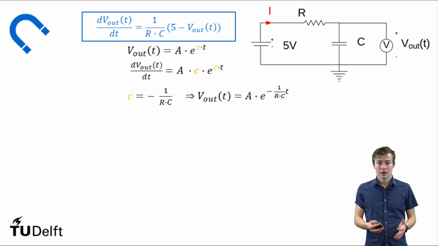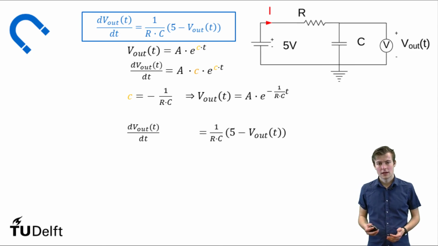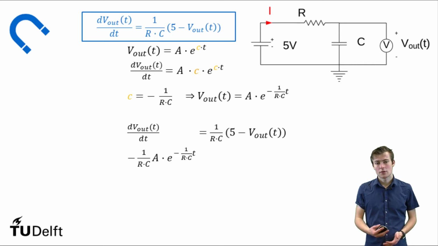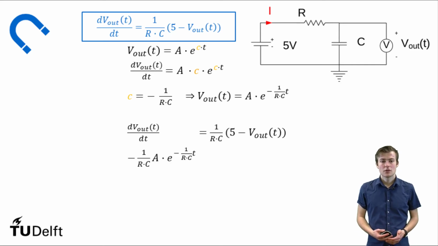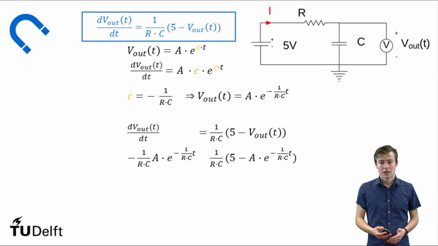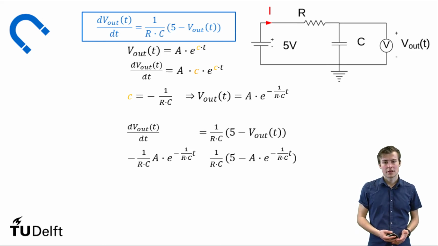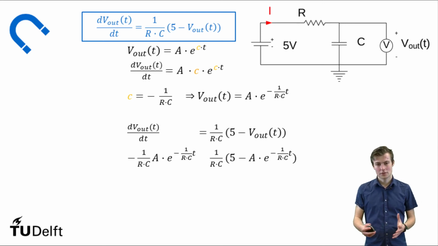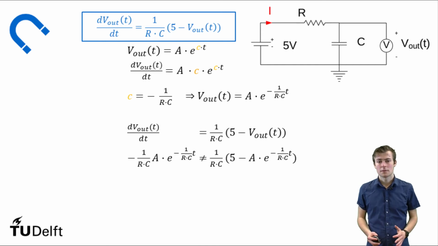We can now rewrite the differential equation and fill in what we have so far. The derivative of V out is minus 1 over RC times a times e to the power minus 1 over RC times t. If we fill in V out, we obtain that the right hand side is 1 over RC times 5 minus a times e to the power minus 1 over RC times t. But hang on, these sides are not equal to each other. There's a 5 on the right and not on the left hand side, so these sides are not equal.